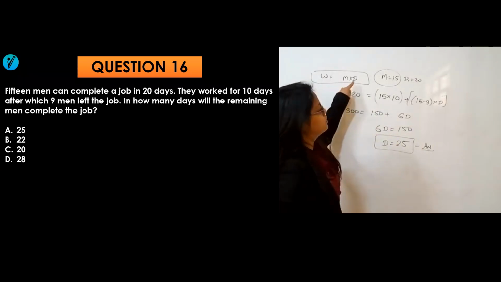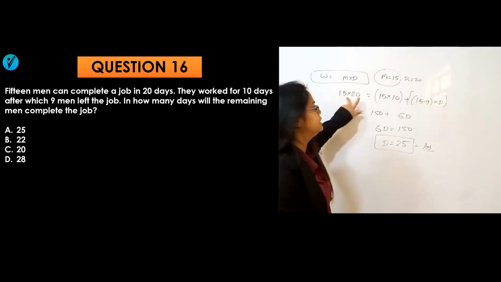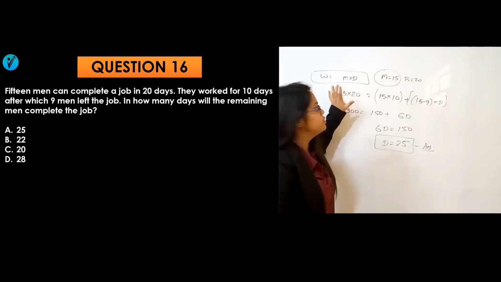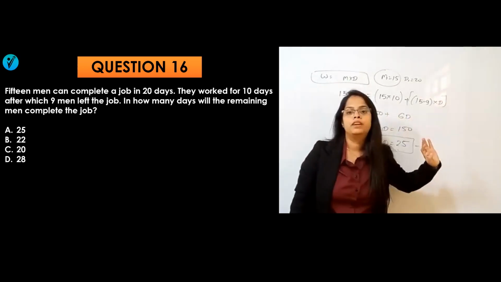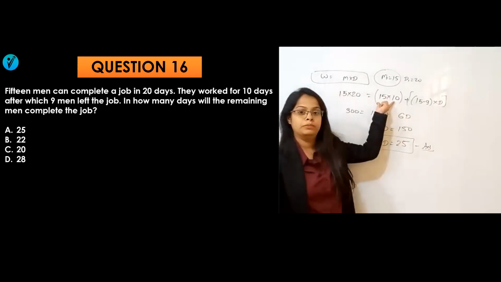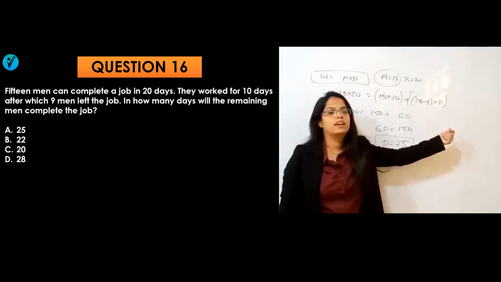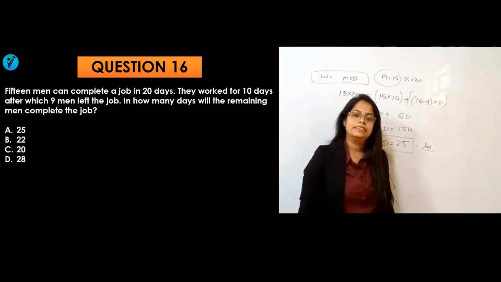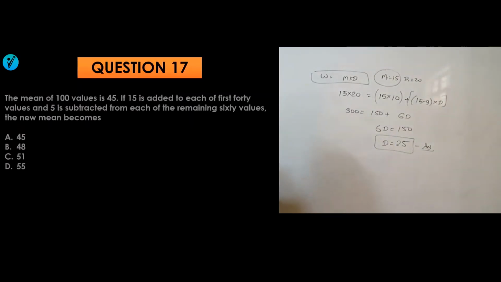Simply I am using work is equal to men into days. So work initially, number of men was 15, days is 20, 15 twenties are 300. So this should be the ideal. But what happened? 15 men work for 10 days and 9 men left. So they have completed only 150 work. Remaining work is 150, for which there are only 6 persons. So 25 days will be required. Okay. Now let's go for the next question.